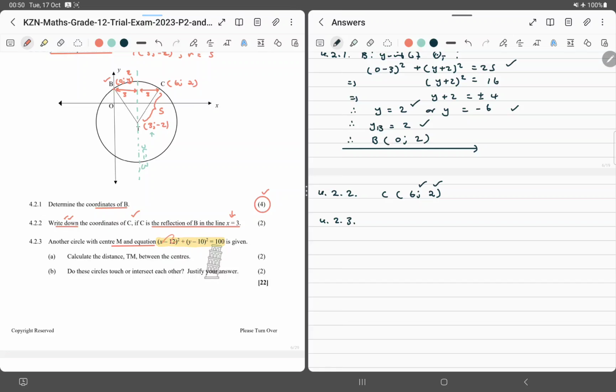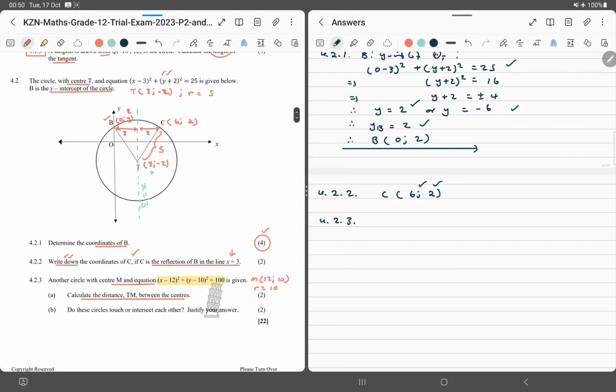x minus 12 all squared, y minus 10 all squared is equal to 100. Again, if this center M is going to be stuff like this, (12, 10), and then the radius is going to be 10 as well, right? Because it's going to be the square root of 100. So it says calculate the distance TM between the centers. Okay, so that means this circle, it has positive stuff, right?